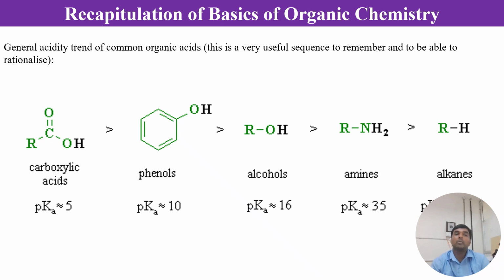Now if we consider carboxylic acid, phenol, alcohol, amines, and alkanes, it is observed that carboxylic acid pK is close to 5, whereas phenol is close to 10, alcohol pK is close to 16, and like that. This is because carboxylic acids have conjugate base stability.